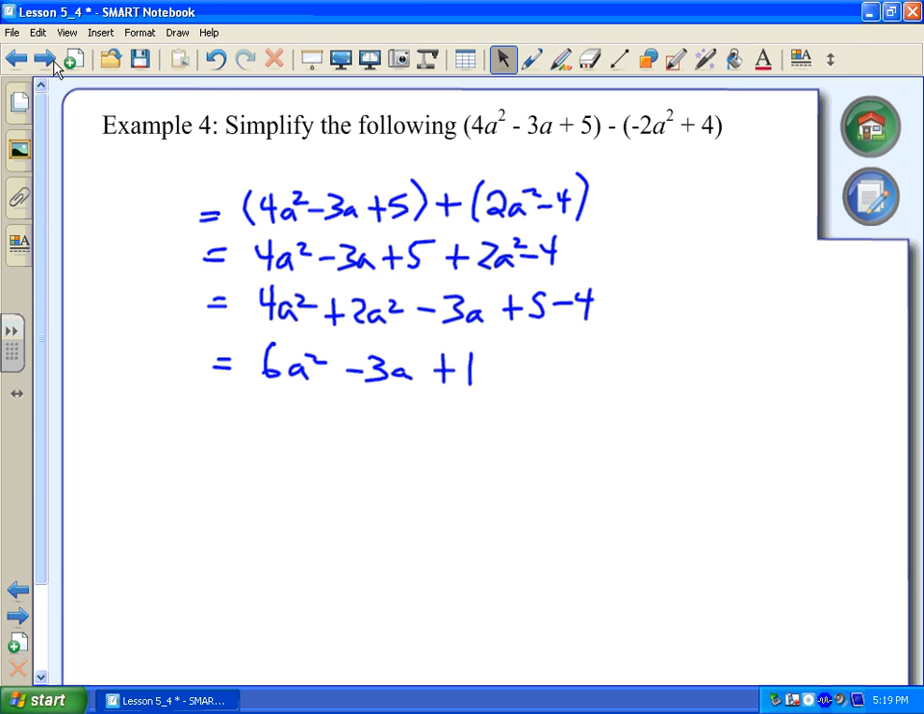Okay? So, big idea. When you're subtracting a polynomial, it's the same as adding the opposite polynomial. And so that's what you're going to do. You're going to change it to adding the opposite. All right? Good luck with that.